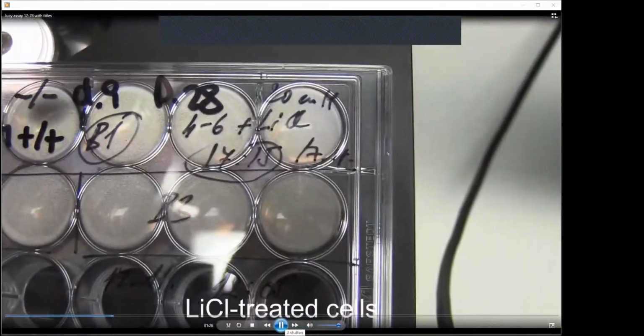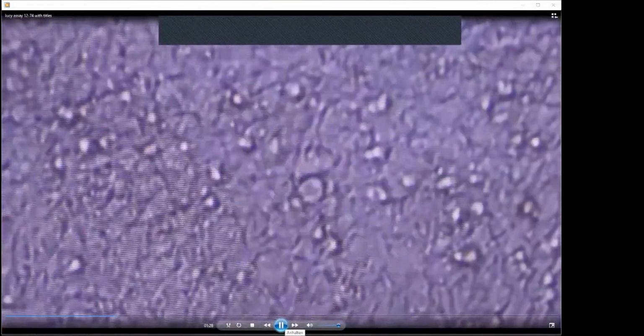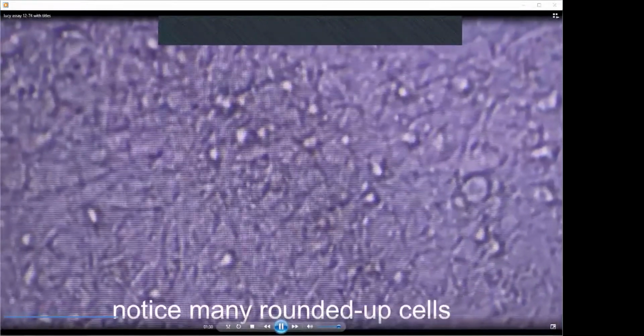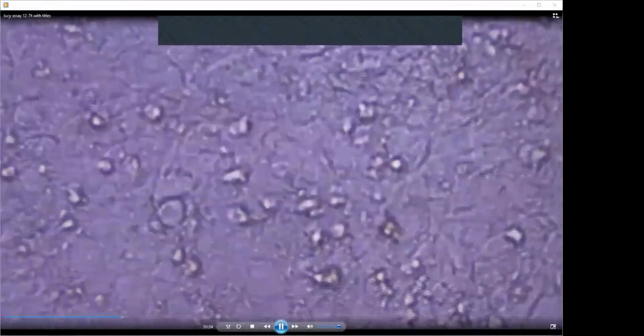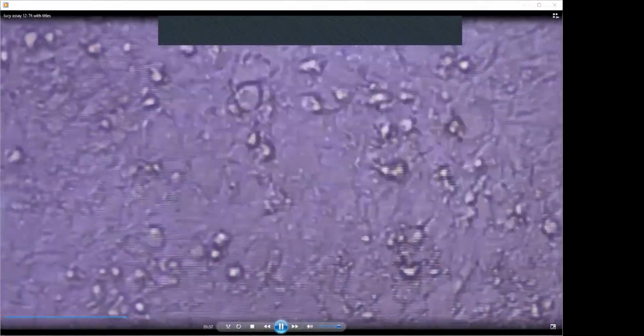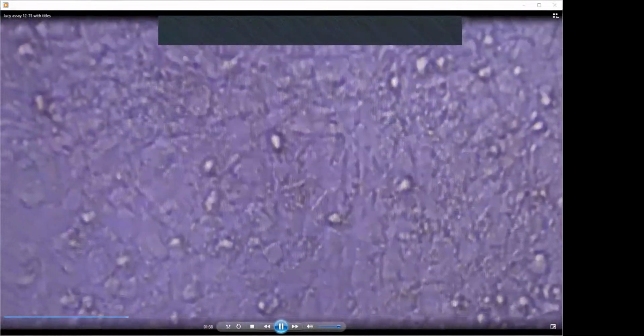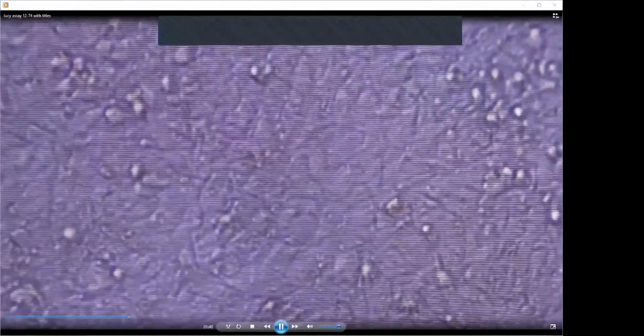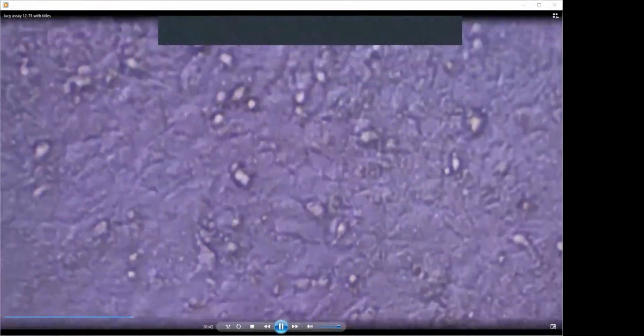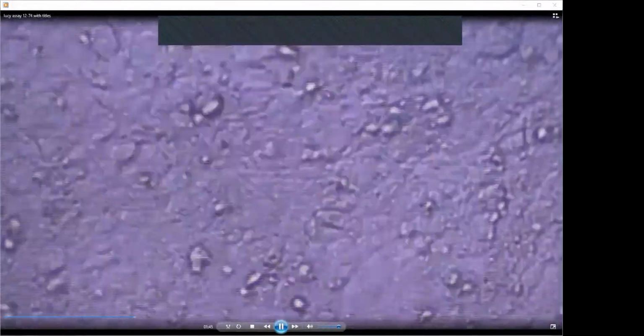Always check cells at different regions, up and down. So if it's more than 1 layer, here lithium chloride treated cells, you see more of these rounded up cells, so they are not so healthy. That's the difference between these 2 samples.